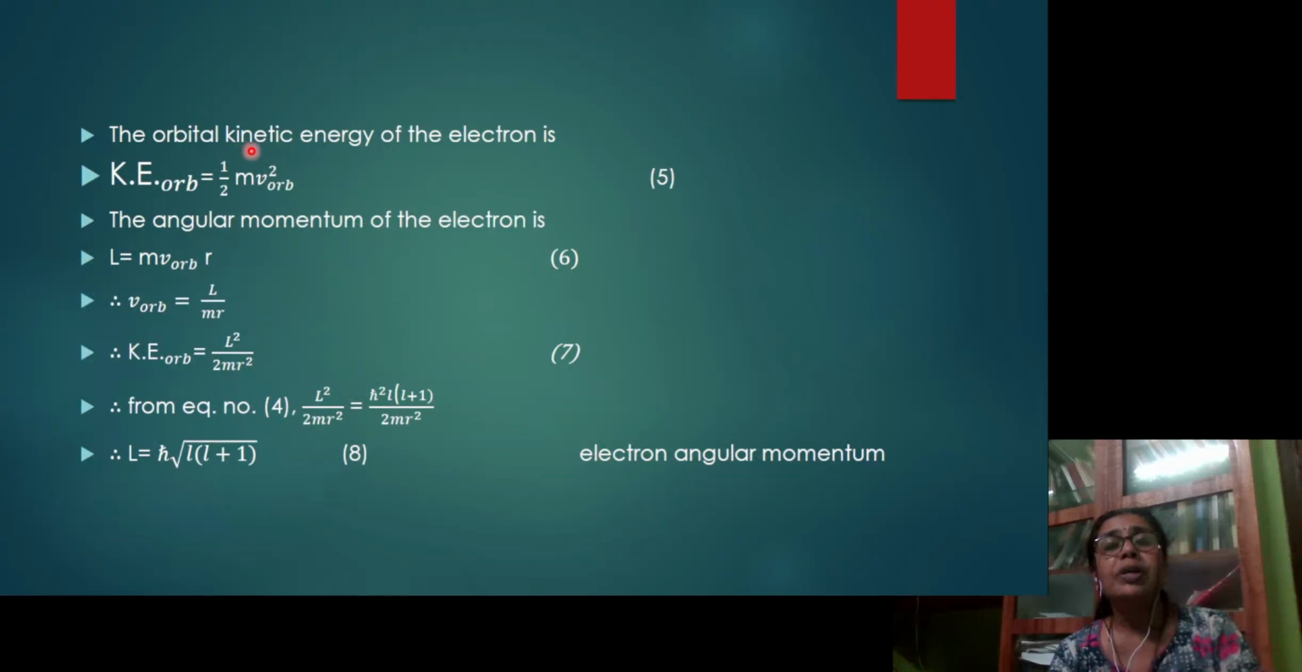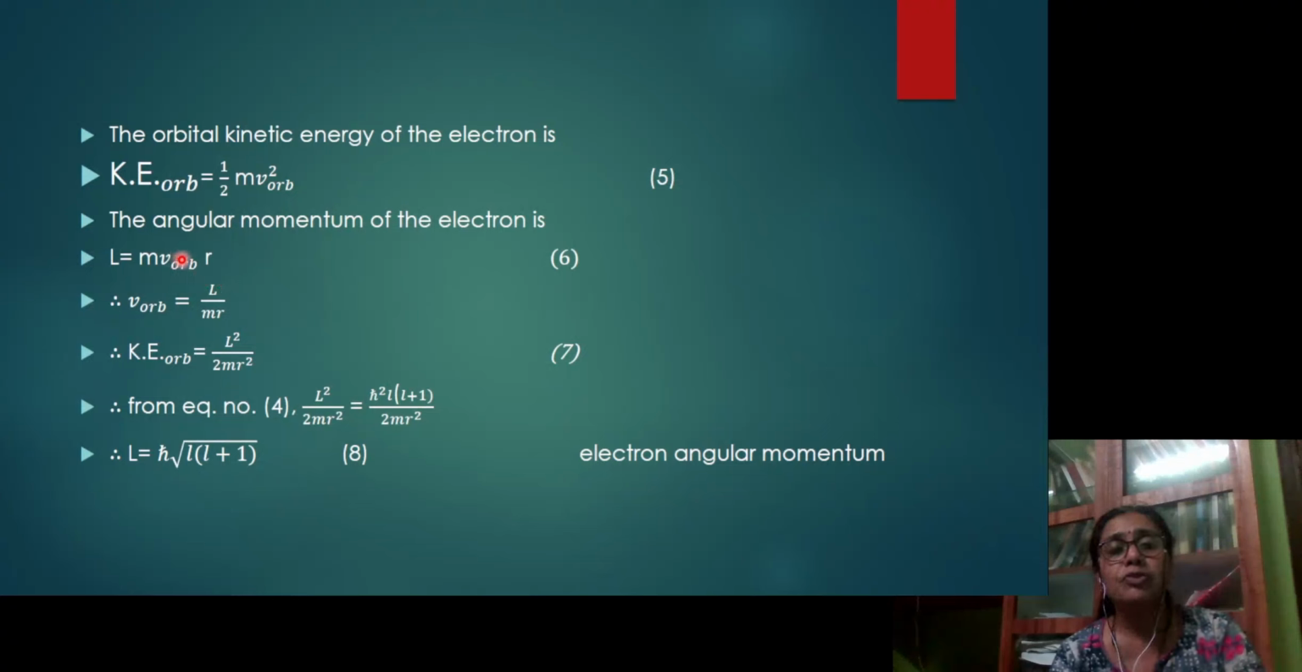Now the orbital kinetic energy of the electron is given by half mv square, where v orbital is the velocity of orbital motion. So this is our general formula for kinetic energy, half mv square. Also we know that the angular momentum of the electron is given by mvr, where mv is the linear momentum. So angular momentum is mvr.